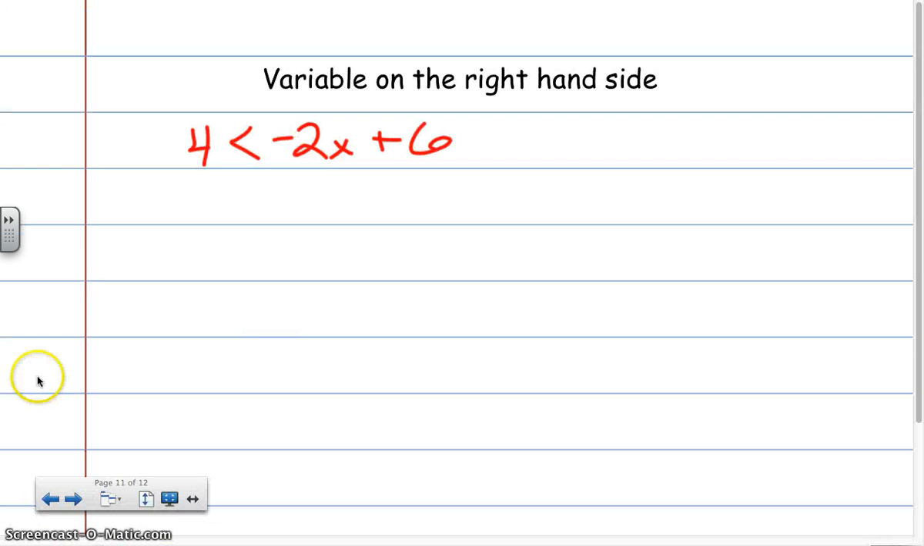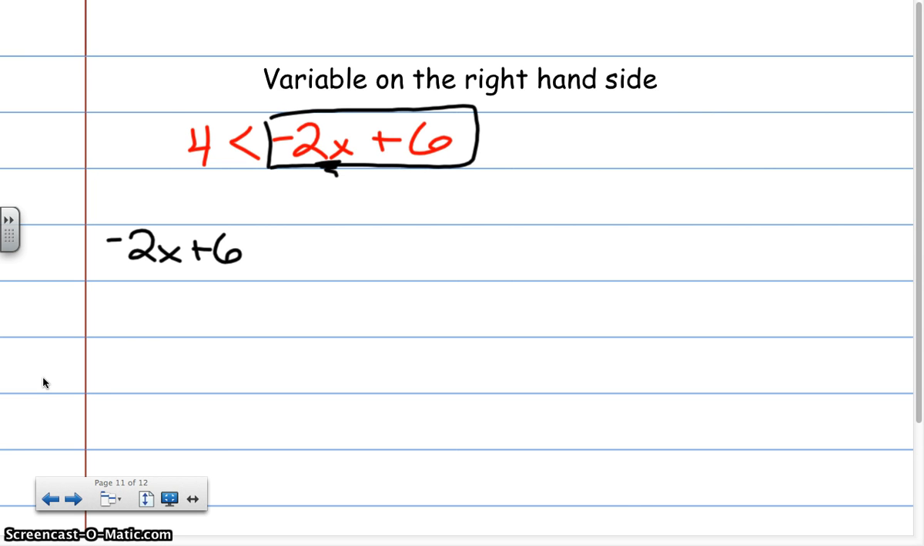Sometimes, every time we see the variable on the right, we want to scoot it to the left. So I just rewrite this whole thing: negative 2x plus 6. And then I ask myself, what's facing it? The open mouth or the point? Open mouth, thank you. The open mouth is facing it. Keep it facing it. And then I'm going to write my other number.